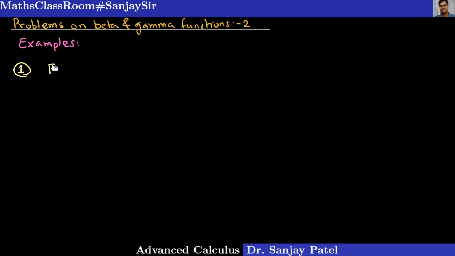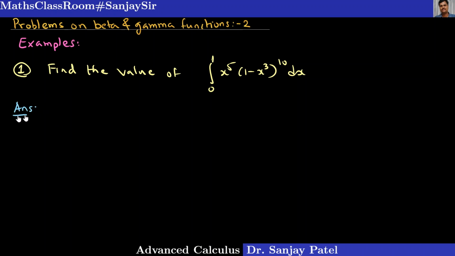Find the value of integral 0 to 1 x raised to 5 into (1 minus x cube) whole raised to 10 dx. Now for solving this, we'll convert this into beta gamma function, whatever is possible. So first of all, let us think about what to take as a substitution to convert this into some known form of beta and gamma functions.